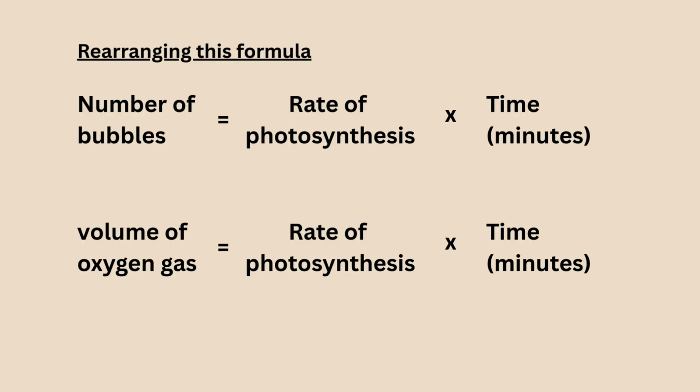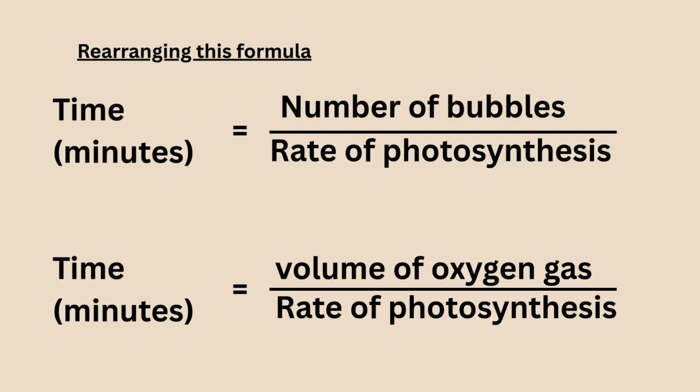This formula can be rearranged, so we can have the number of bubbles is equal to the rate of photosynthesis multiplied by the time in minutes, or the volume of oxygen gas can be equal to the rate of photosynthesis times time in minutes. If we want to rearrange it to make time the subject, then the time in minutes is equal to the number of bubbles divided by the rate of photosynthesis, or time in minutes is equal to the volume of oxygen gas divided by the rate of photosynthesis.